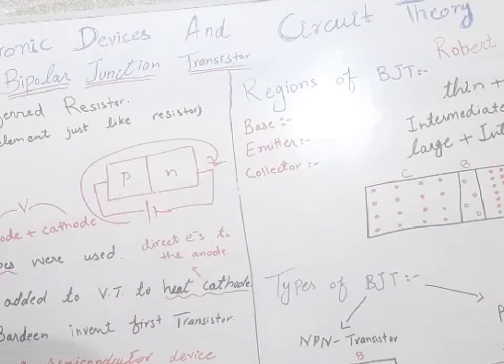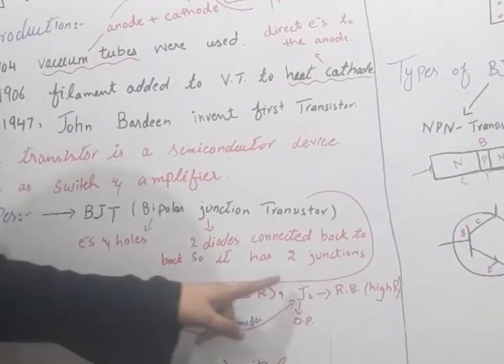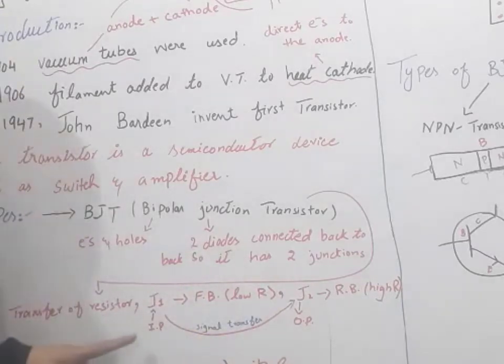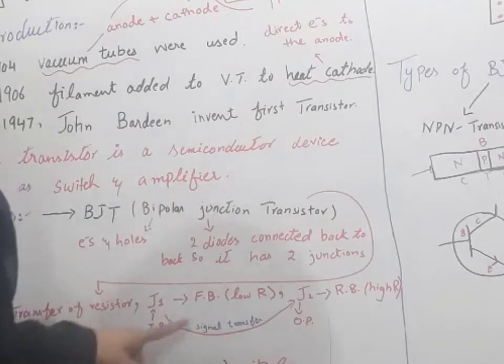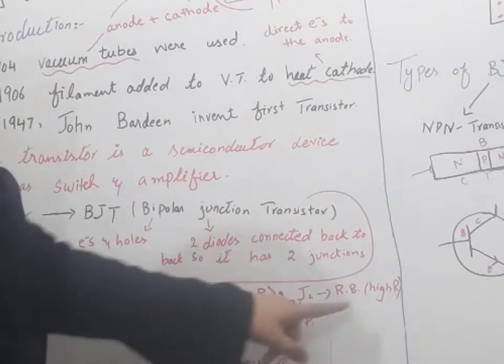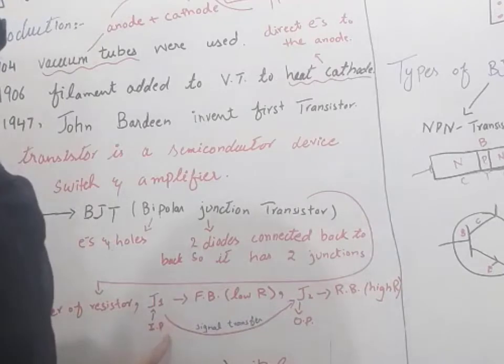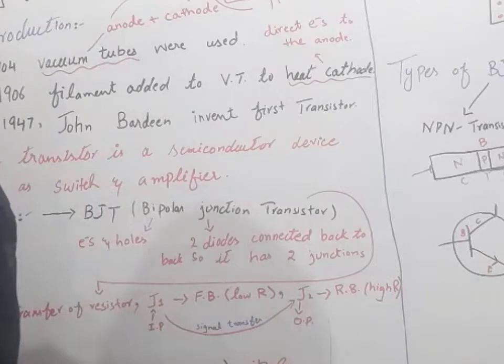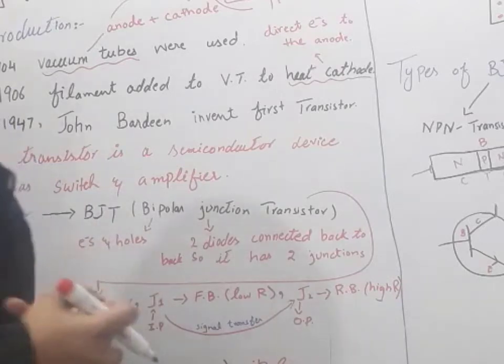J2 will be reverse biased, so it will have high resistance. Reverse biasing means no current can flow, or a very small amount of current can flow, which will be in microampere or nanoampere. Input is applied at J1 and output is taken at J2. So as J1 has low resistance and J2 has high resistance, the signal will be transferred from low resistance to high resistance, and it will act as an amplifier.